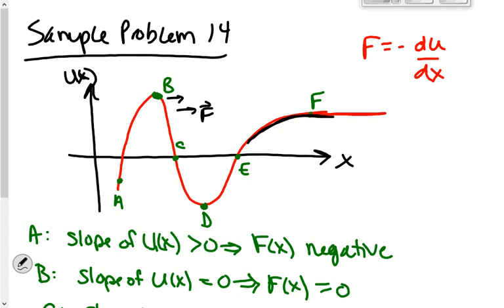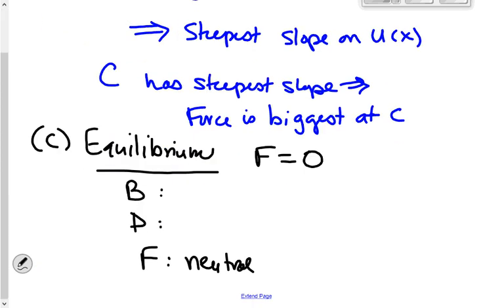Yeah, and it'll drop either way, because if we displace it a little bit in the negative direction, again, the U of x curve has a positive slope, so F will be negative, and F will point in the same direction as that motion, and it'll take the object further away from the equilibrium point. Okay, so B is going to be unstable.